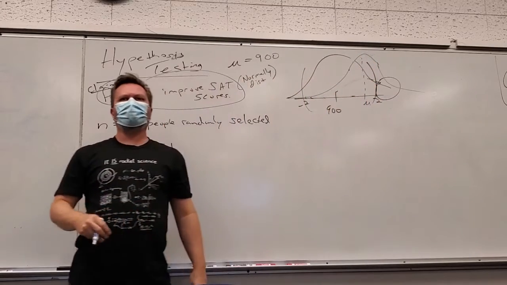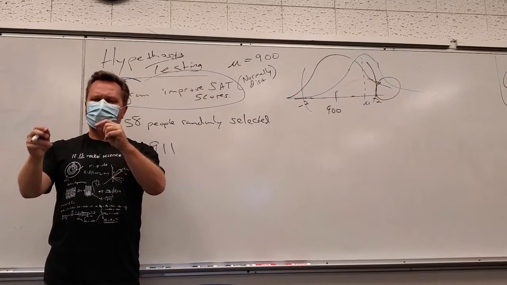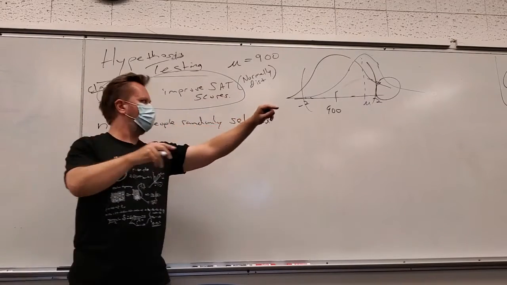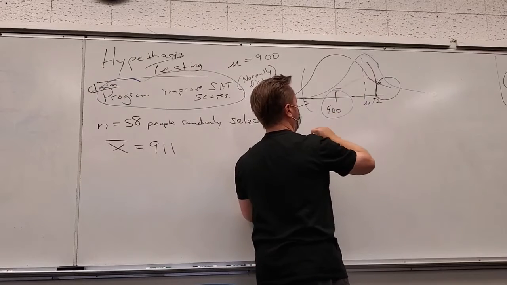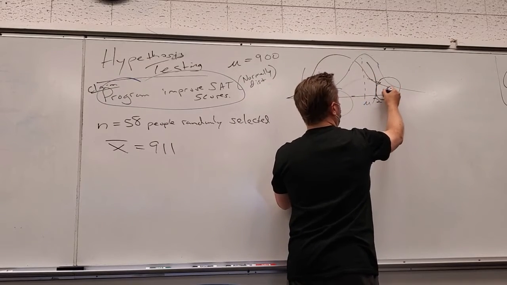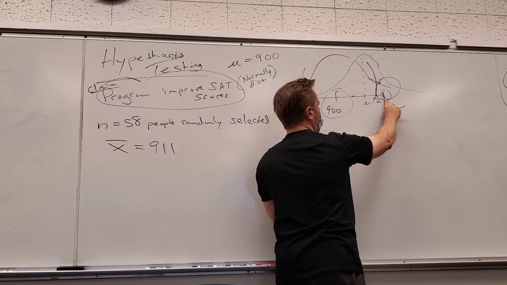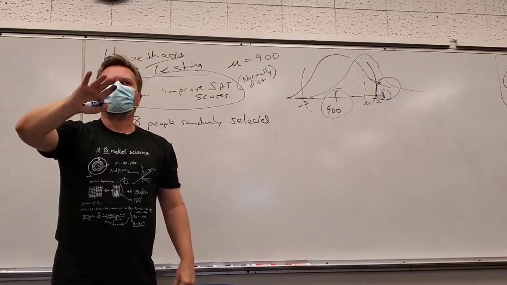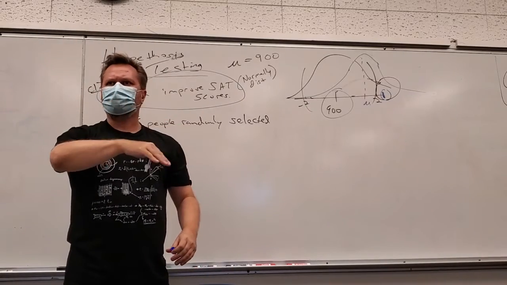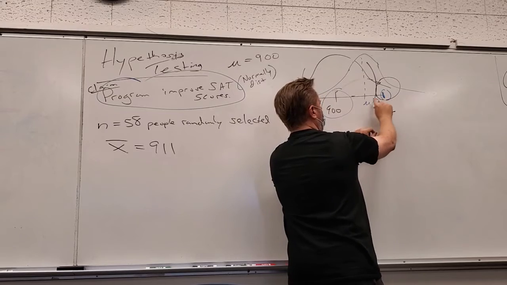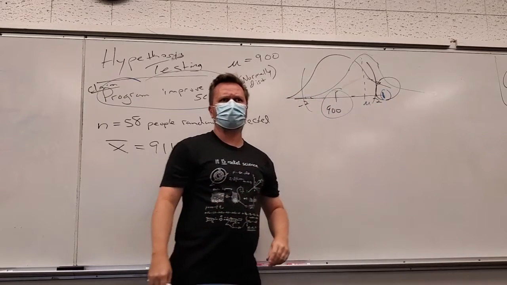So the only way to show evidence of that from a sample is for it to be so much higher than where I would expect it to be. If I got a sample here, that is really unusual if the mean is there. Do you guys agree with me? Because it's way farther than 2 standard deviations away, right? What if the mean is here? Is that unusual? No.